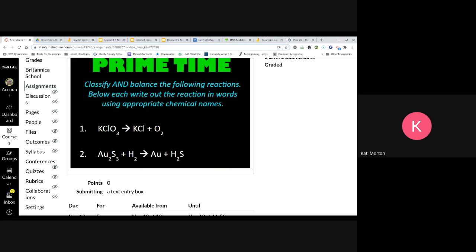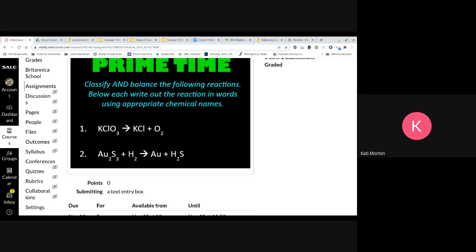All right, so if we look at these, number one, it has one thing because it's all written together, and it's giving us two things at the end. So that matches up with decomposition. So for part of number one, you're going to write decomposition. The next part is to balance this.